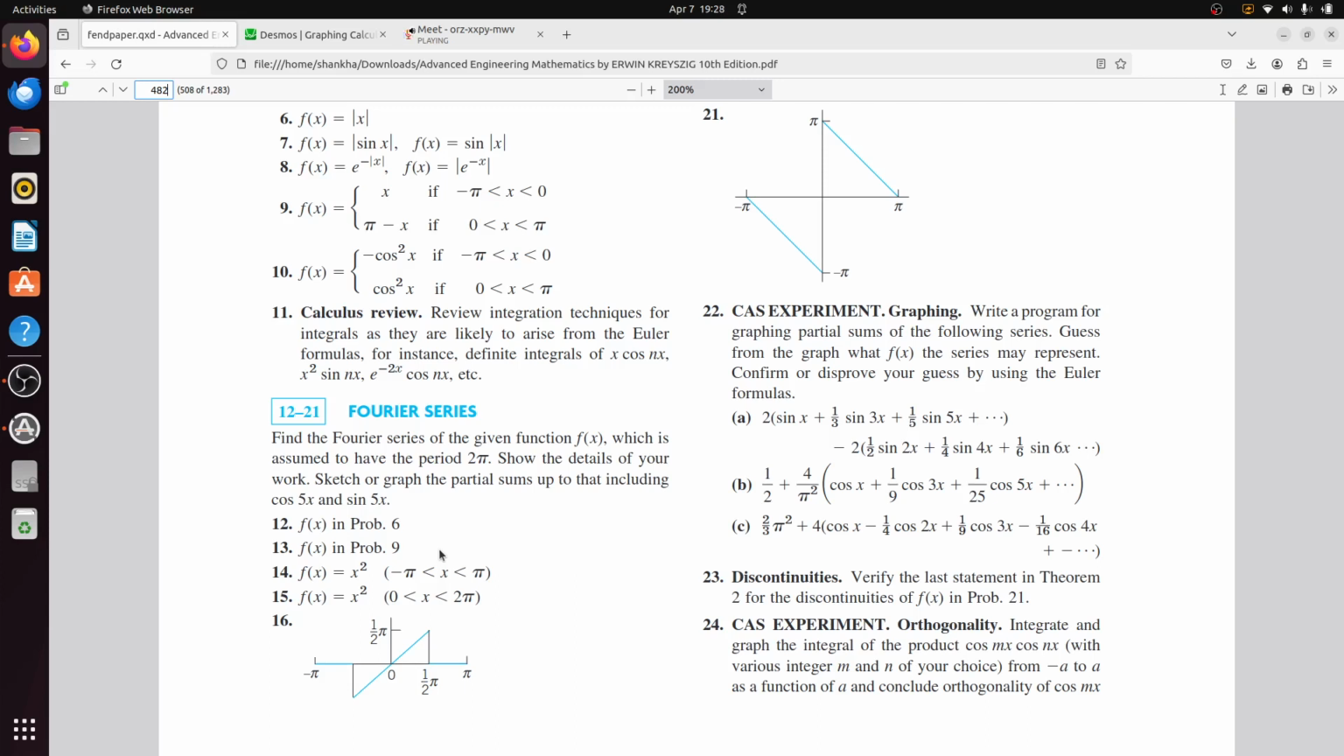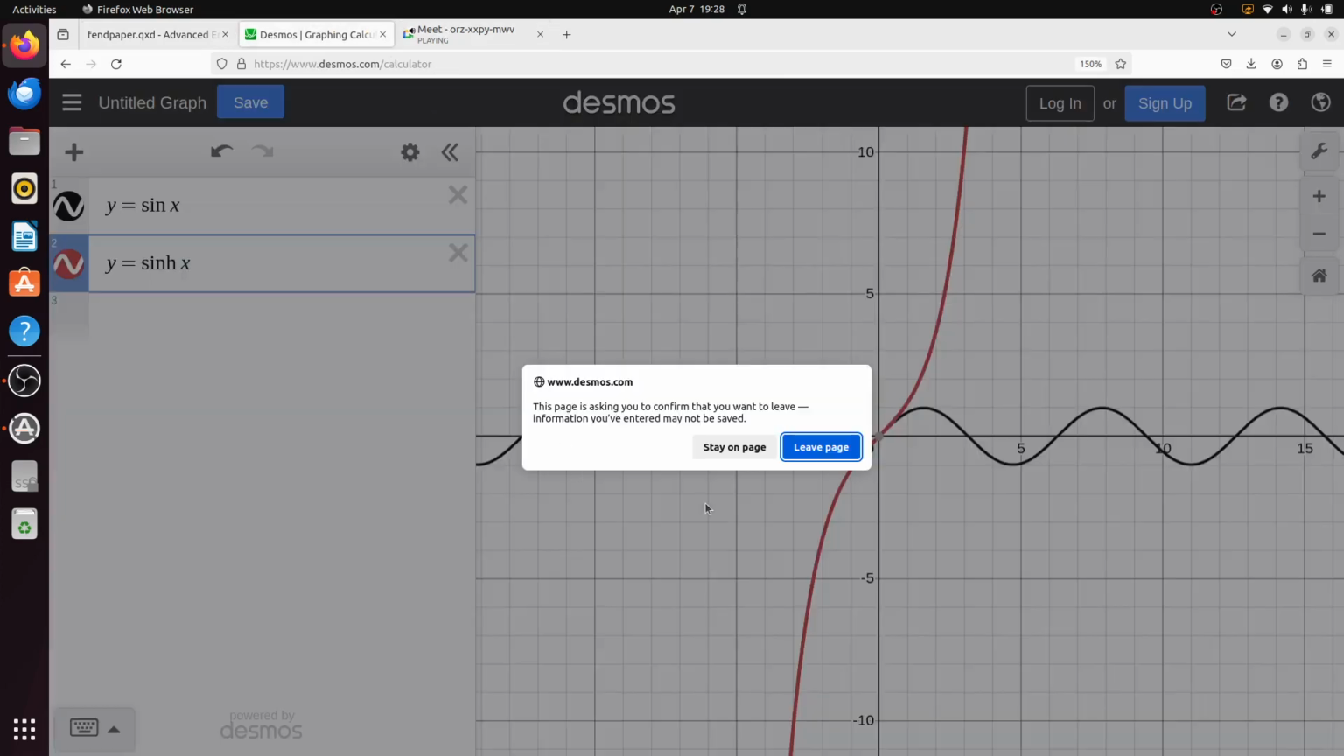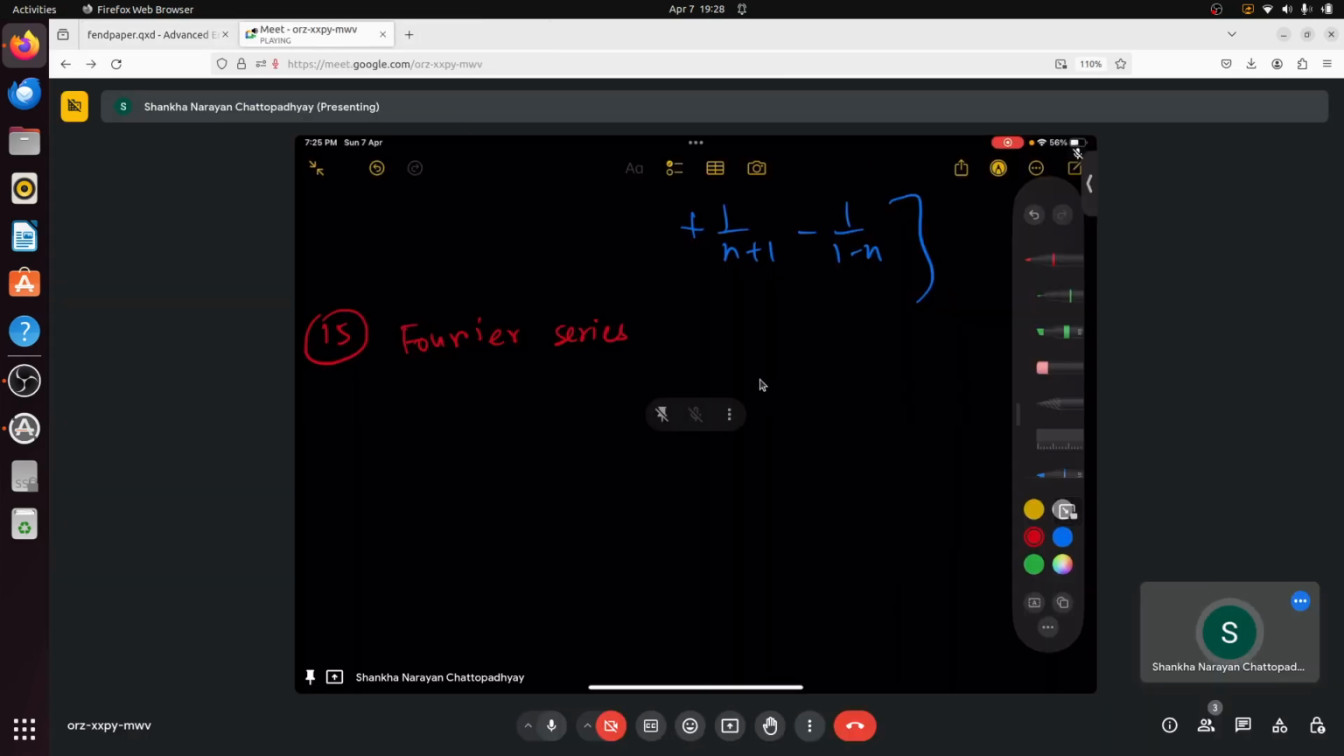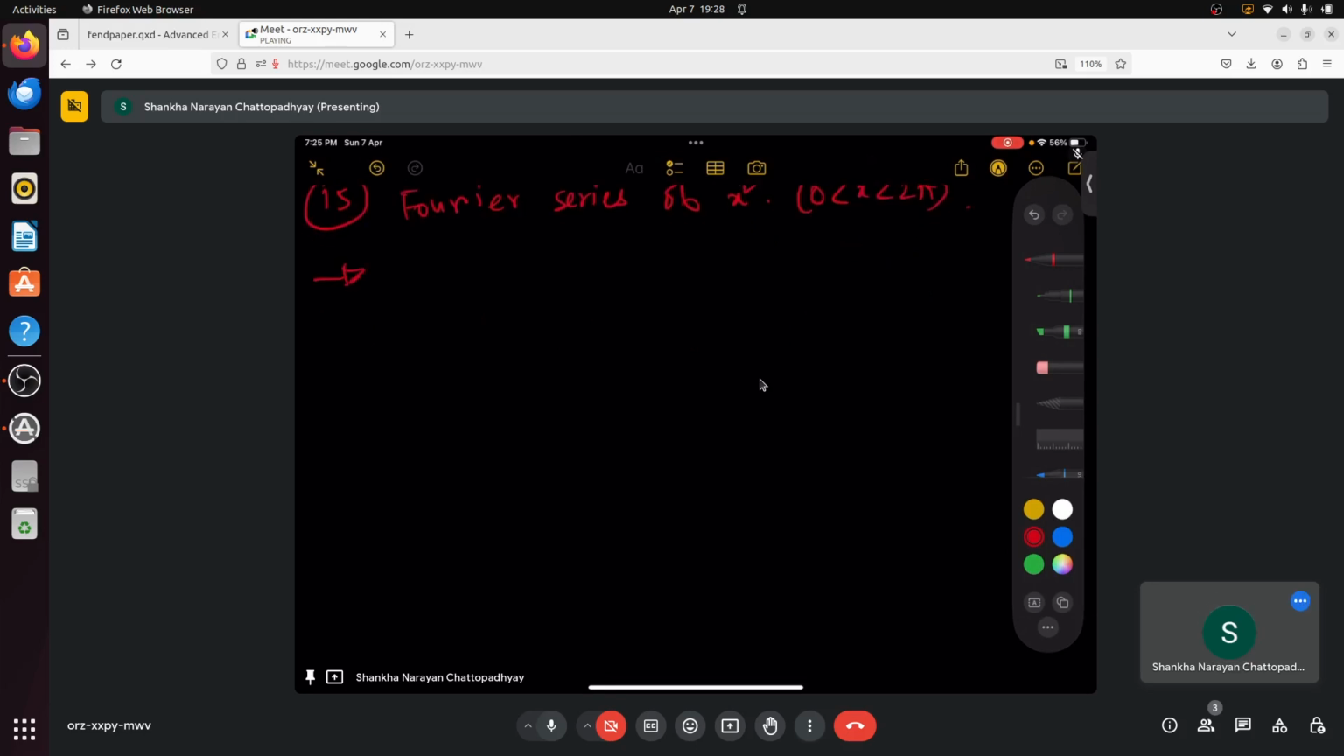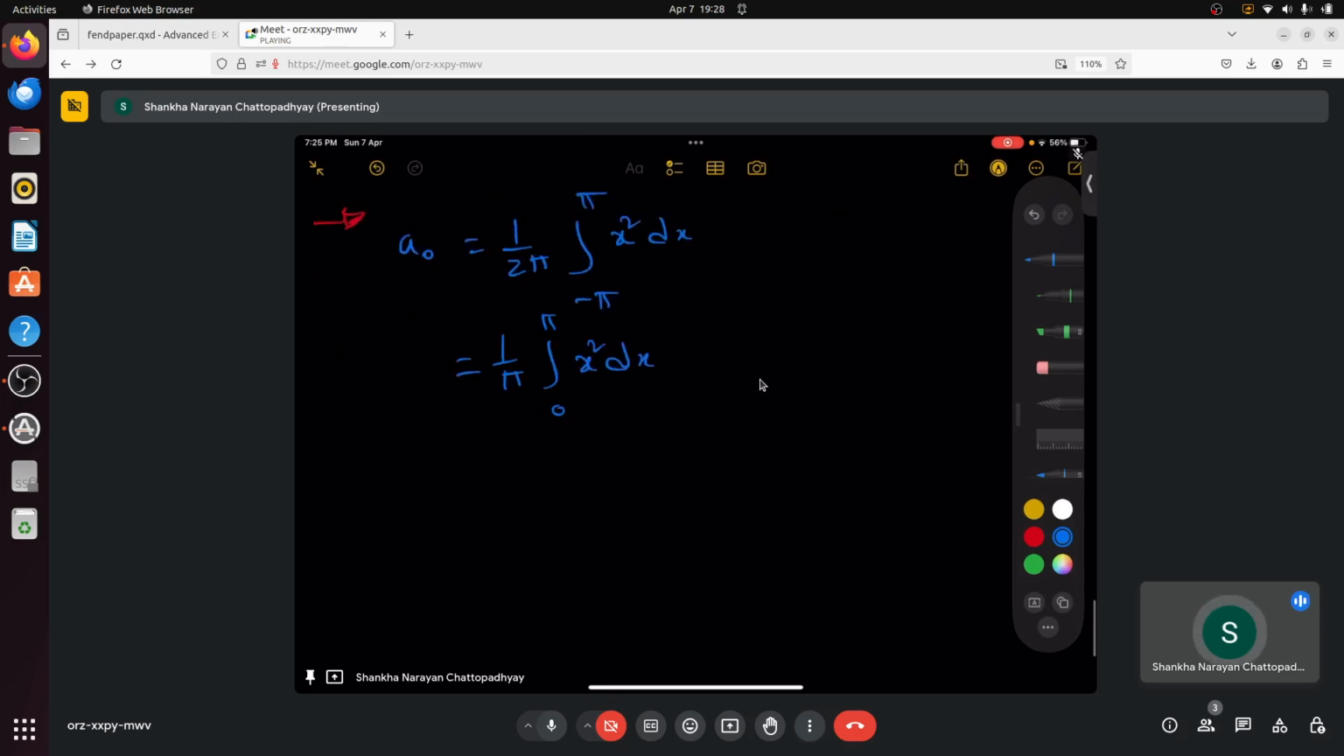Question number 15 is the Fourier series of x square, 0 less than x less than 2 pi. How to find it? First you need to determine a0: 1 by 2 pi integration minus pi to pi x square dx, which is 1 by pi integration 0 to pi x square dx.